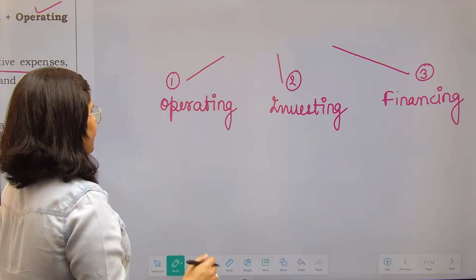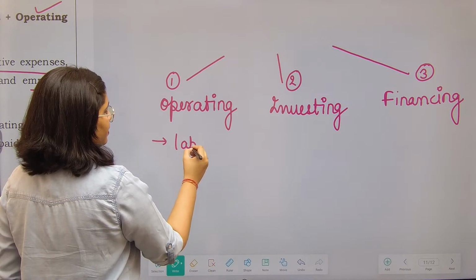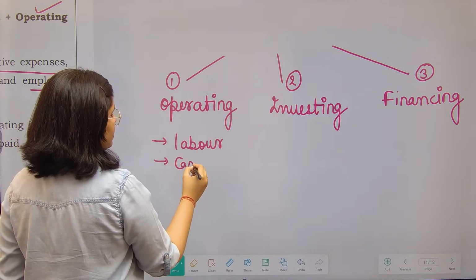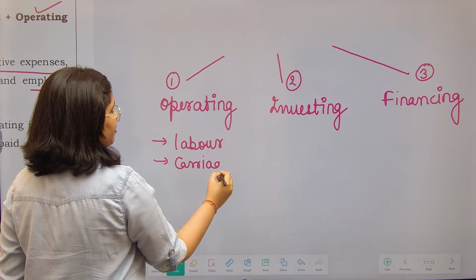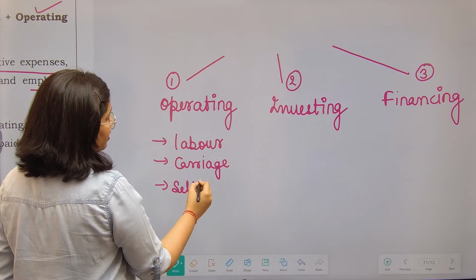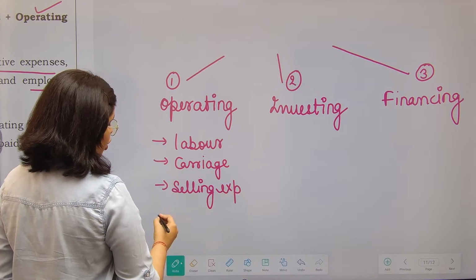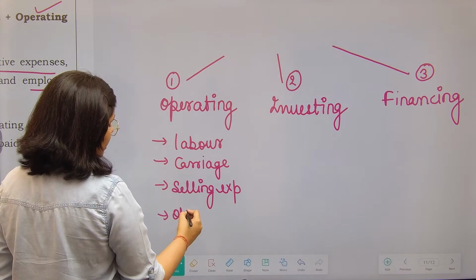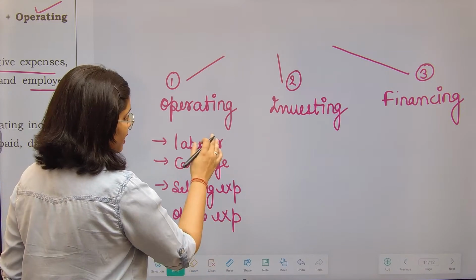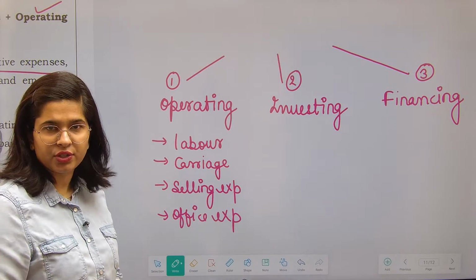Now I'll tell you. Labor related expenses, this is also an operating expense. Carriage related expense, this is also an operating expense, right? Your selling expenses, that is also an operating expense. Your office expenses, that is also an operating expense. Why? Because all such expenses are important in order to carry out the business of medicine manufacturer, right?